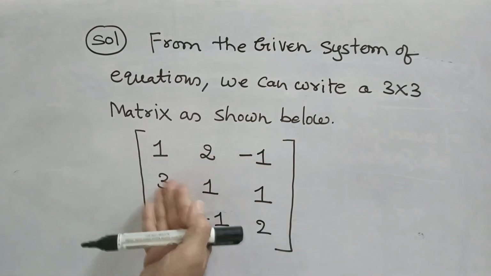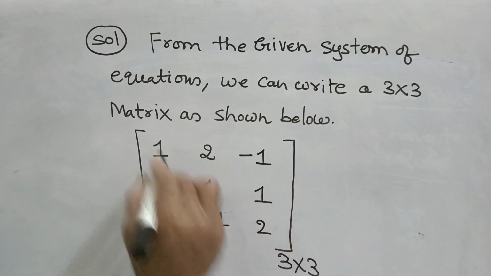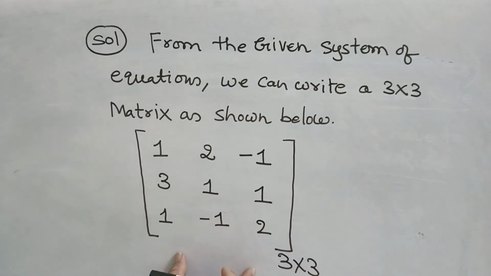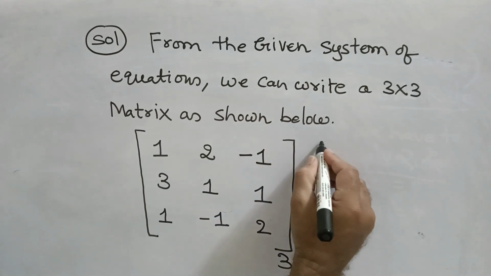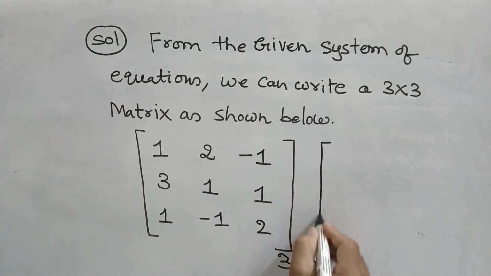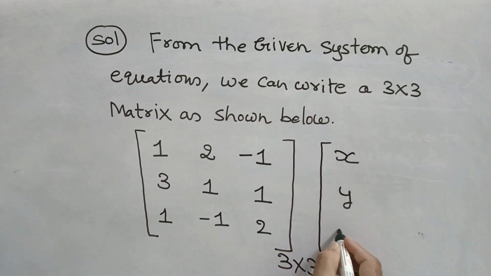It has 3 rows and 3 columns, therefore definitely it is a 3 by 3 matrix. Am I correct or wrong? 3 rows and then 3 columns. So this is a 3 by 3 matrix. So you have to write in this form, and afterwards you can write like this: x, y, z.